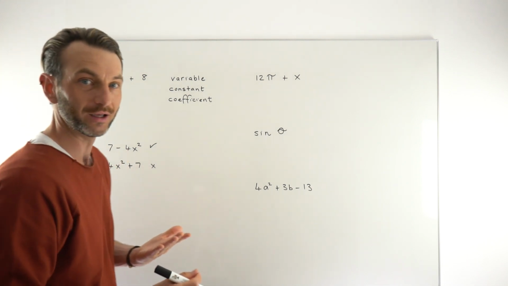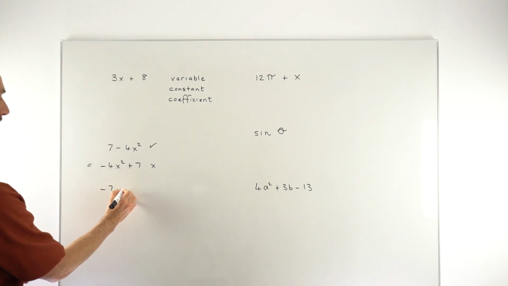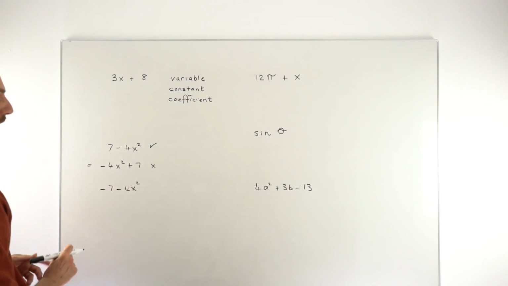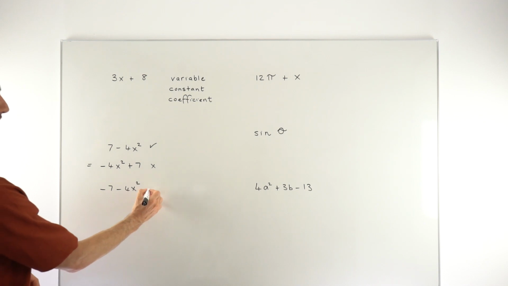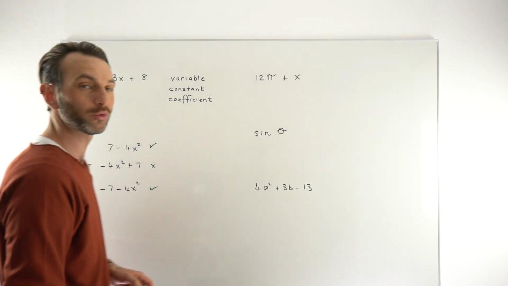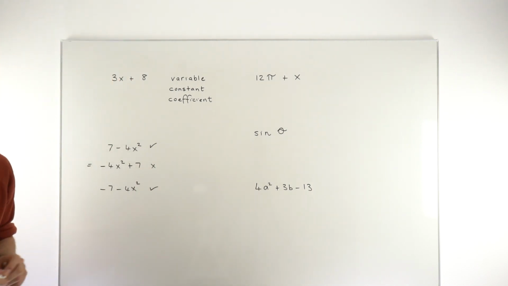If you can't avoid it, if both terms were negative, if for example we had negative 7 minus 4x squared, then there's nothing we can do there. We can't spin them around because then they would still both be negative. So that would be perfectly acceptable in that case, and you will see that sort of scenario as well. Okay, let's look at a few other things to be aware of.